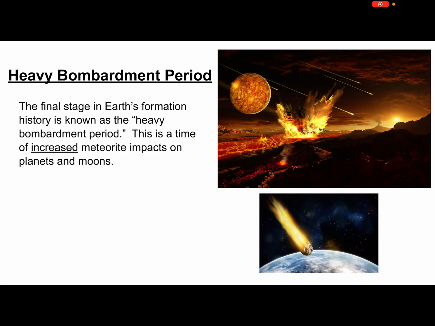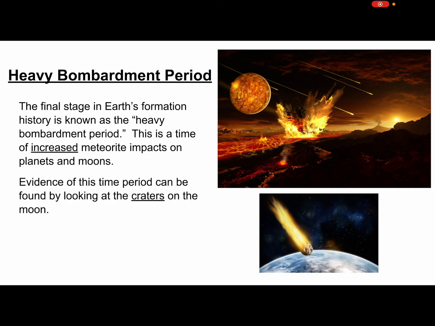So the next thing I want to talk about is what's called the heavy bombardment period. So the final stage in Earth's formation history is known as the heavy bombardment period. So this is a time of increased meteorite impacts on the planets and the moons. It's just things are shooting all over the place, and the Earth is just getting clobbered by all these meteorites, things that are floating around, all these spare pieces of rocks that are flying around. They're constantly in collisions with the different planets and the moons. So the Earth would have just been hit over and over and over by these meteorites, including the moon.